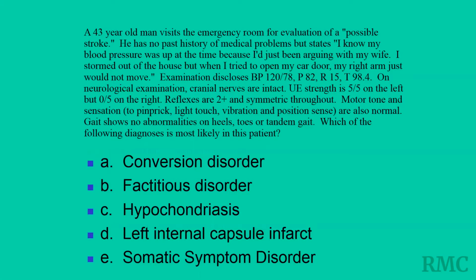You see his exam with vital signs. On the neurologic exam, his cranial nerves are intact. He's got upper extremity strength 5 out of 5 on the left, but 0 out of 5 on the right. His reflexes are symmetric throughout. His motor tone and sensation are also normal. He has no abnormalities in his gait. Which of the following diagnoses is most likely in this patient?